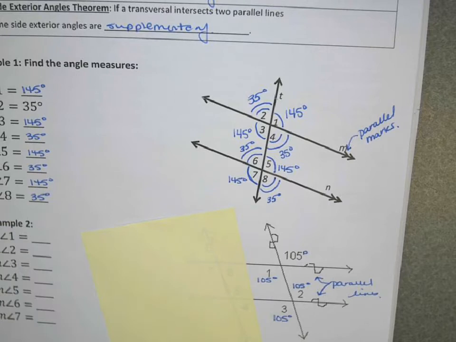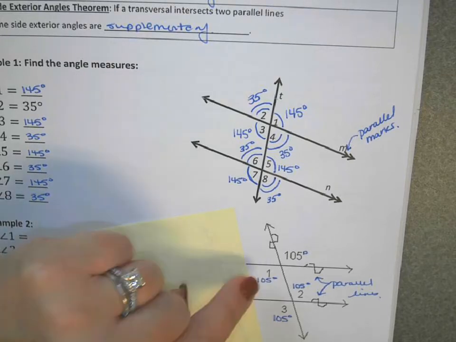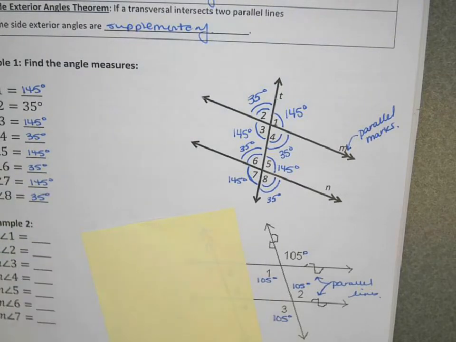Yes, 1 and 3 are corresponding angles, and since the lines are parallel, 3 and 1 have to be congruent. You could have also said that 3 and 2 are vertical angles. You could have used that relationship. Either way, you're going to get 105, but when you're asked to explain, that's how you explain. Any of those explanations would work.